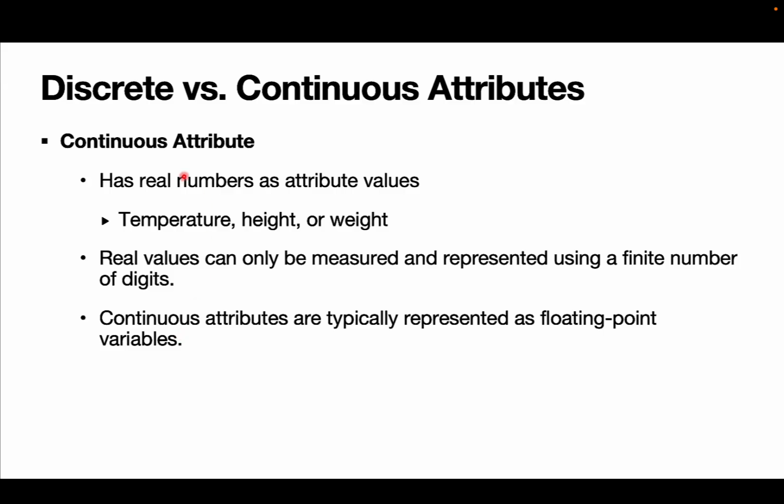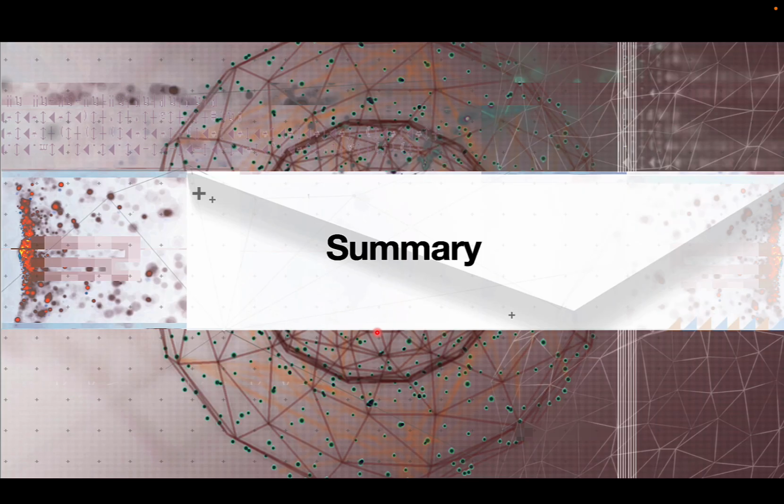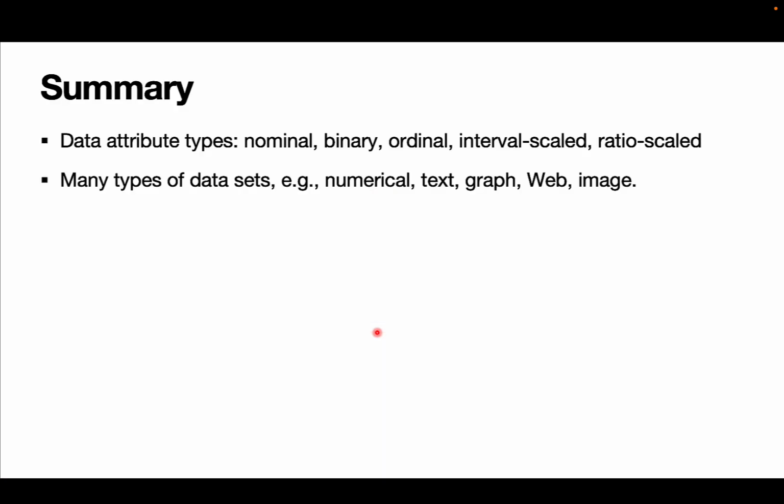Finally, continuous attributes are defined over a continuous range of values, typically real numbers, and some of the examples are temperature, height, and weight. In summary, data attribute types are nominal, binary, ordinal, interval scaled, and ratio scaled, and there are many types of datasets like numerical, text, and graph.